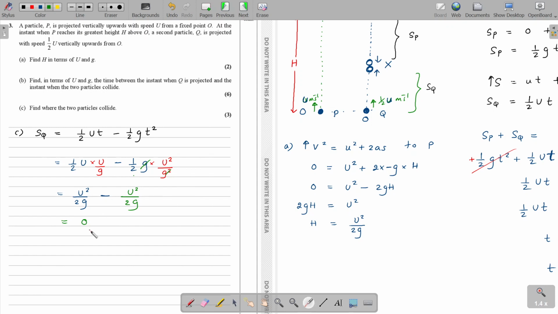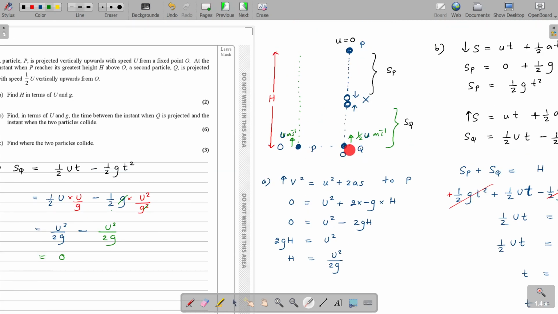What does that tell you? Displacement of Q above the ground is 0 means? That means the particle is at the ground, which means what? Particle Q, now you are projecting it up. Then how come you are colliding at displacement Q 0? It means the particle Q will go up with speed half U and come back down.